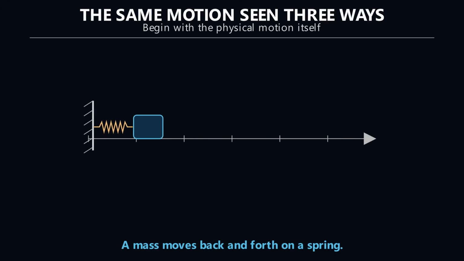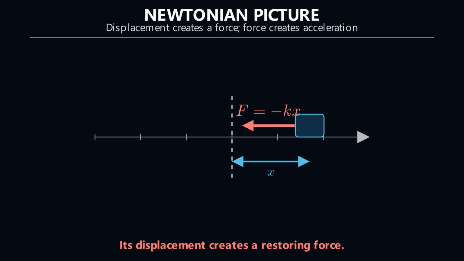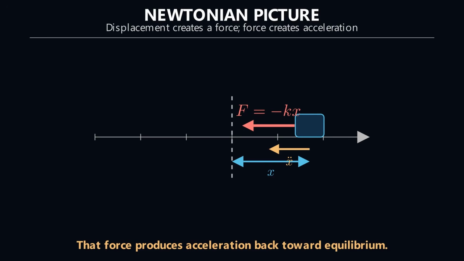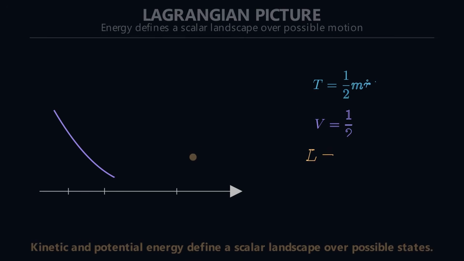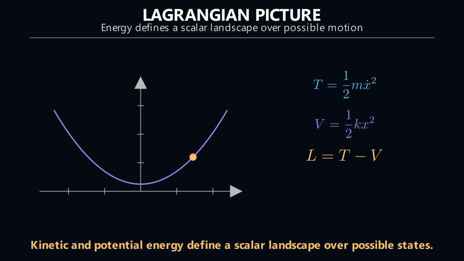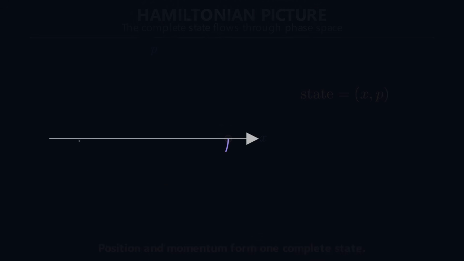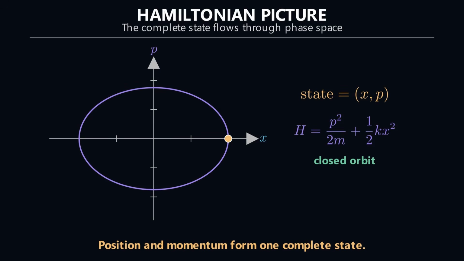A mass moves back and forth on a spring. With Newton, the displacement gives us the restoring force, and the force gives us the acceleration. With Lagrange, we combine kinetic and potential energy into the Lagrangian, which is the kinetic minus potential, and the Euler-Lagrange equation picks out the physical motion through stationary action. With Hamilton, we track position and momentum together. The state moves around a closed orbit in phase space, while the energy shifts between kinetic and potential.